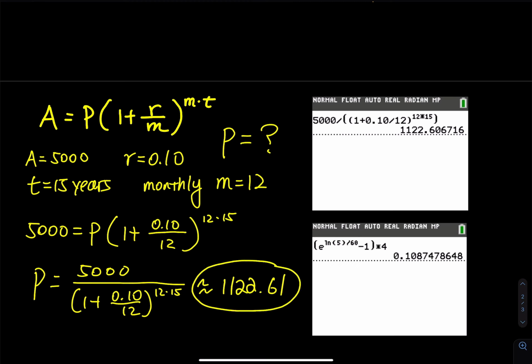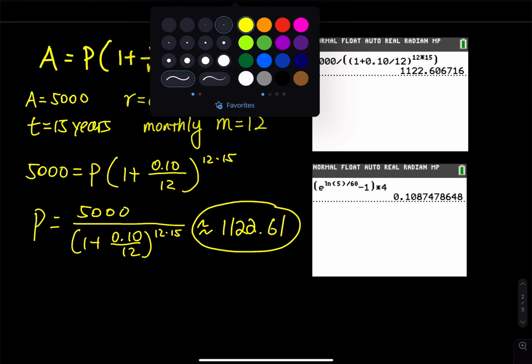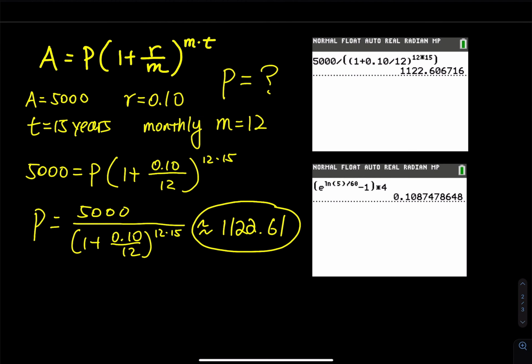All right. And then the next problem that I would like you to do is to find the interest rate. Let me make another problem for you. How about this? I am going to need $5,000. I need this amount, but I only have $1,000 right now. I need $5,000 in 15 years.